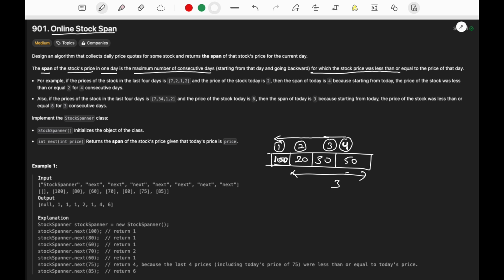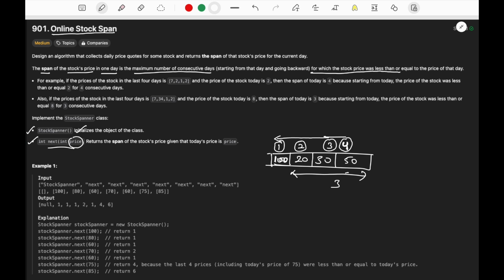Okay, so we have two functions, a stock spanner and a next function. The stock spanner is just a constructor, so we don't need to implement it. And this next function is basically the function which will calculate the span. That is what we have to implement. So the input is the price, and with each price we have to return the span.